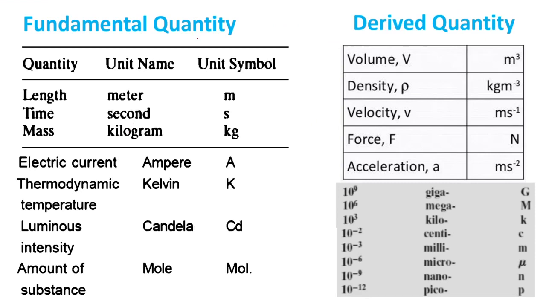So in physics there are two types of quantities. One is called fundamental quantity and the other quantities are called derived quantities. Okay. So what are the fundamental quantities?